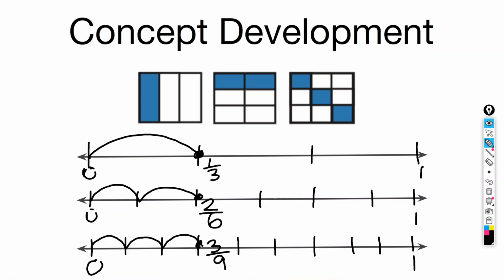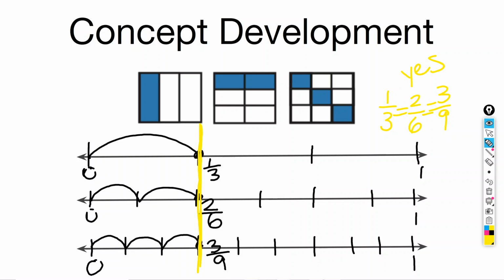We jumped 3 out of 9 times. Now, my question is, are these 3 pictures equivalent? Are these equivalent fractions? Well, just like on the fraction strip, how they ended in the same spot, we notice these 3 fractions end in the same spot on the number line. So are they equivalent? The answer would be yes. 1/3 equals 2/6, which equals 3/9. Those fractions are equivalent. They are all the same.